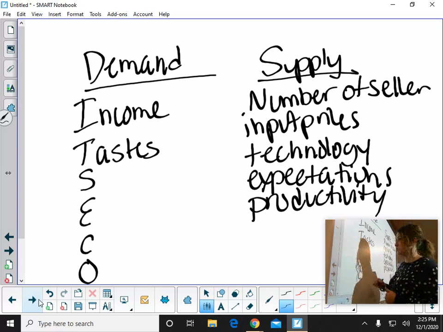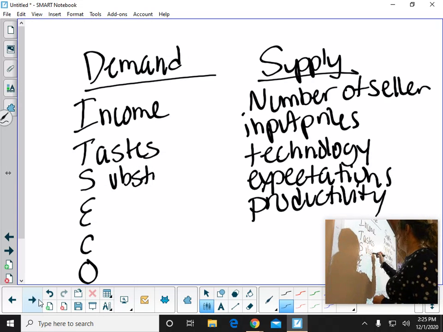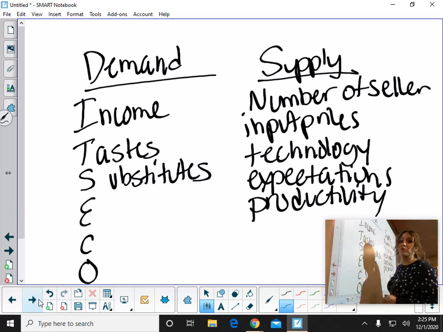S stands for substitutes. So these are two items that are substitutes for each other. It's this or that, Coke or Pepsi. The price of one is going to affect the demand of a substitute. So if, let's say, Coke is too expensive, maybe people now demand more Pepsi because the substitute of it changed. So it's basically the price of substitutes are going to affect the demand.